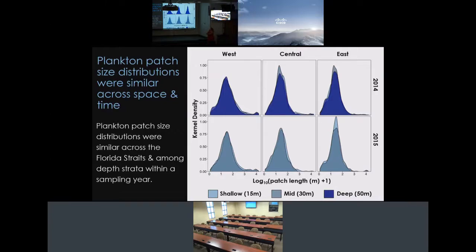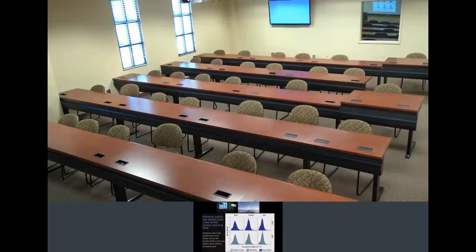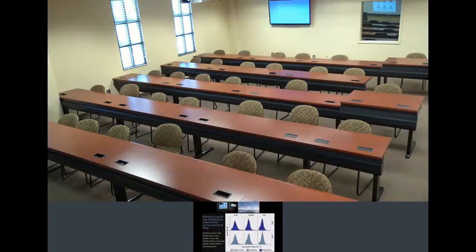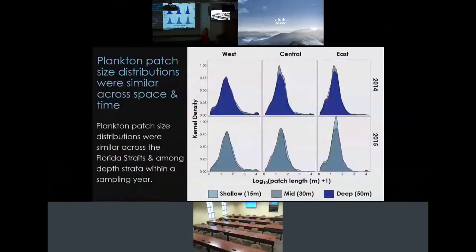Now, when we look at the size of the parcels, this is getting at the question of the scaling of patches, of plankton patches. So I use parcel length in this case as the scale. If we group all our plankton groups together and look at their distributions, this is a kernel density plot, and these have been log transformed, we see that there's basically no difference. They all overlap with each other.